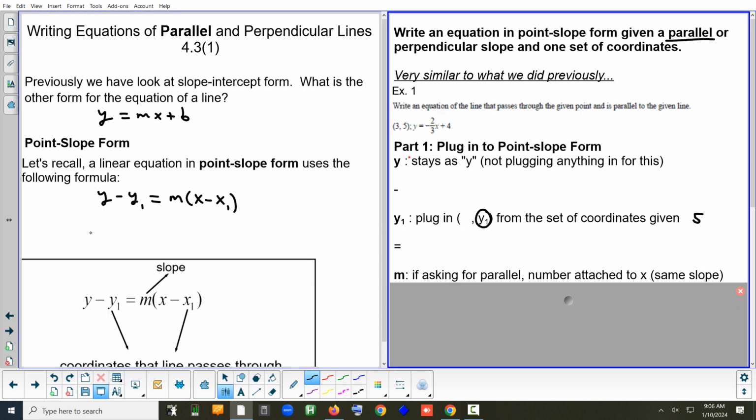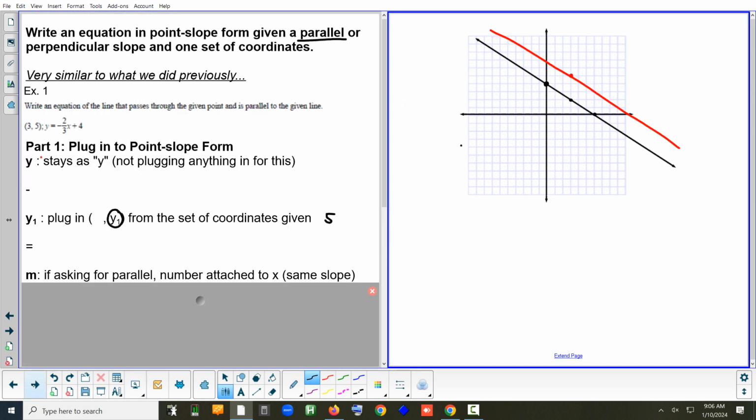Let's go back to my picture for a second. The black line and the red line, they're supposed to look parallel. They're the best I could do. Okay. They're parallel. What do you think if you compare the steepness of the black line and the steepness of the red line? How do they compare? They're the same steepness, right? They're the same slope. So parallel lines will always have the same slope. So if they gave you a line with a slope of negative 2 thirds, and you want to find one parallel to that, your line also has to have a slope of negative 2 thirds. If you don't have the same slope on each line, they are not parallel. Okay, so that's the key for parallel. Parallel lines, same slope. How do you find the slope? It's the number that's attached to x.